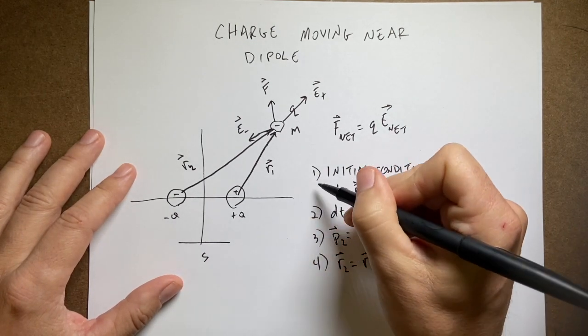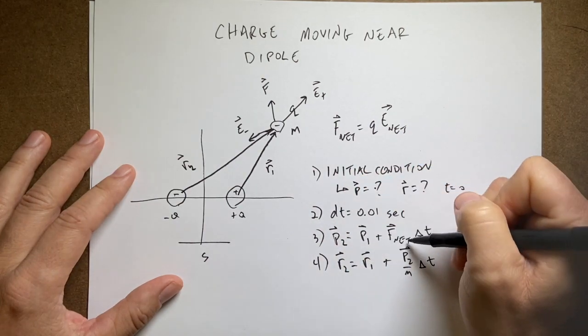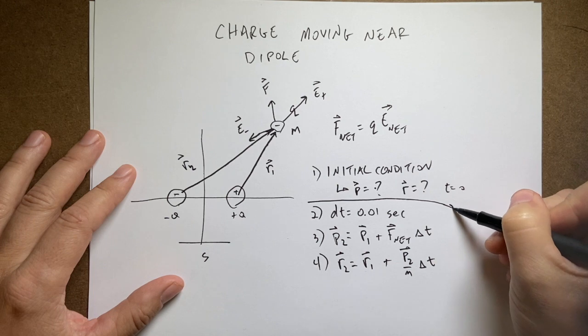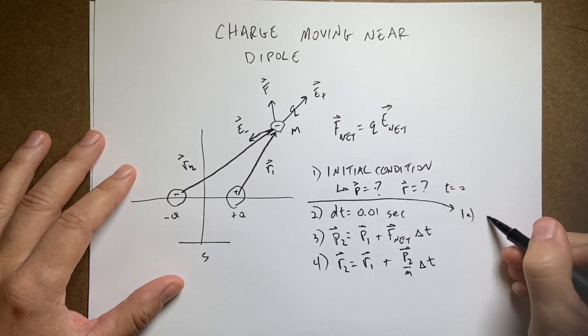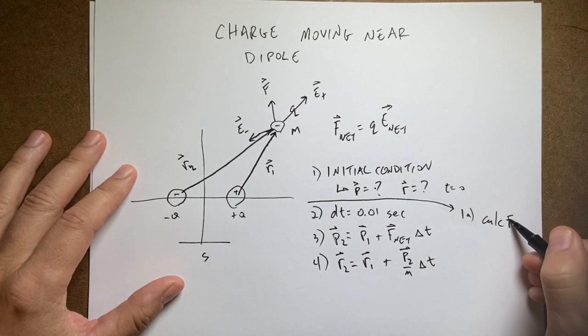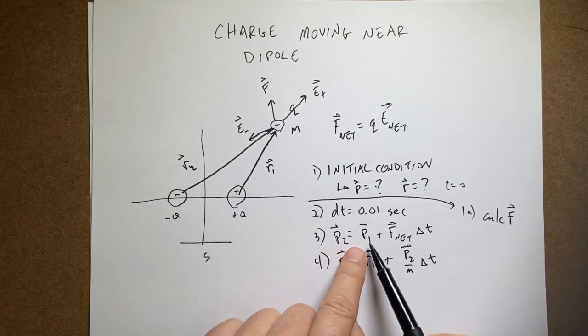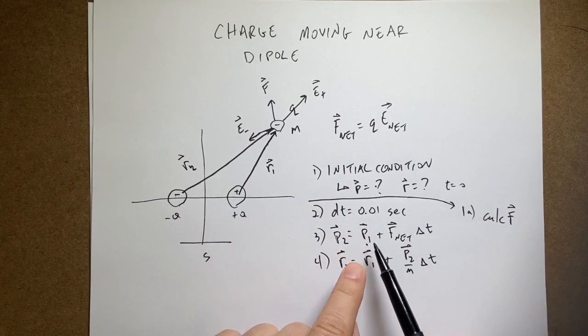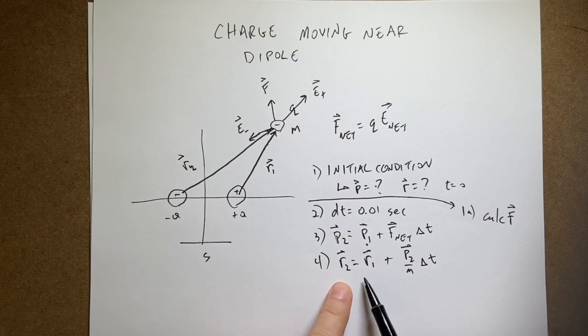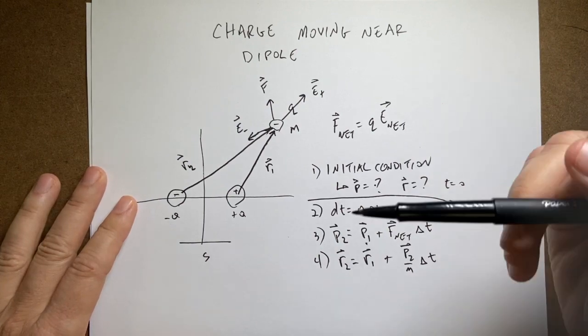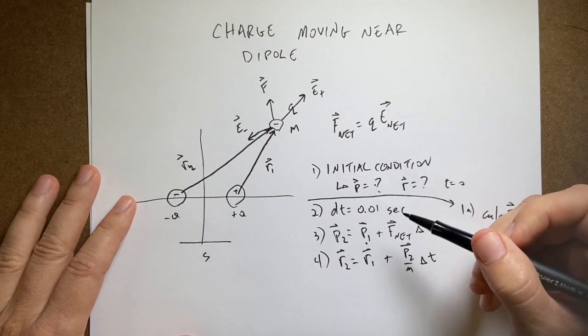Up here, I guess I need to add another step. Before I use this, let's say 1a, calculate F. I need to find that net force. So I'm going to calculate the force. I'm going to use that to update the momentum. I'm going to use that to update the position, which is going to change the forces. So I need to go back up here and redo it again and repeat this over and over and over again. And that's what I'm going to do.